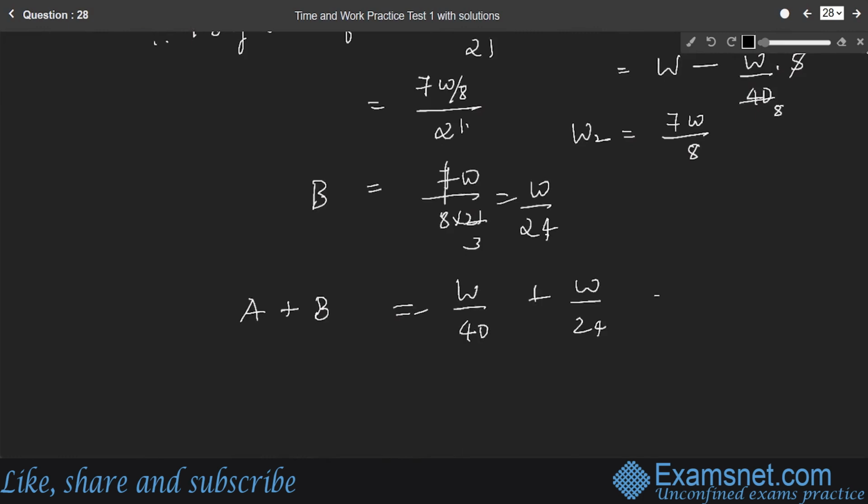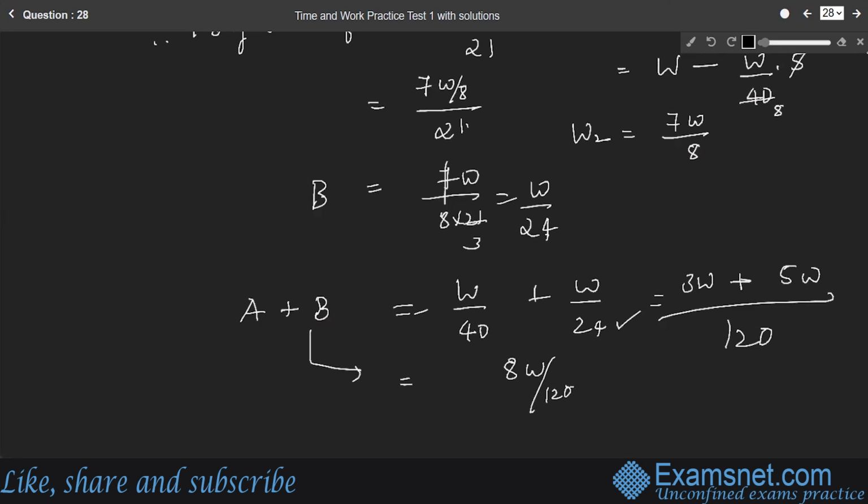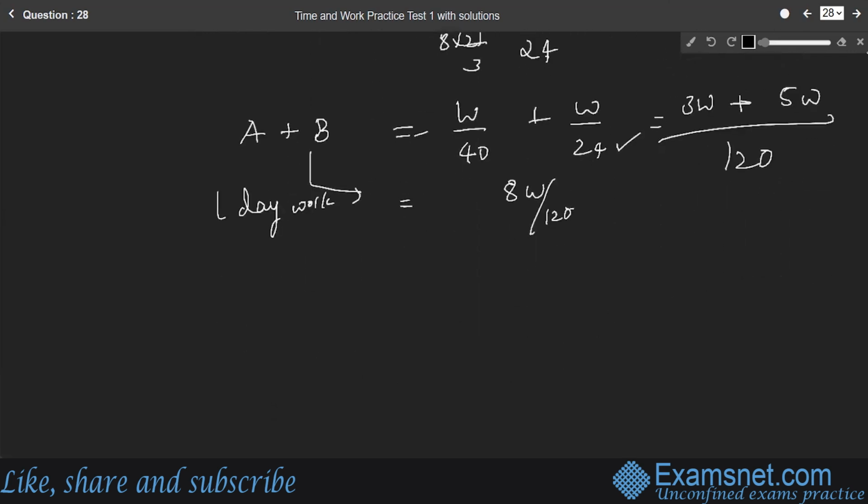Here 120 is the LCM. So 40 into 3, therefore it becomes 3W, and 24 into 5. So we have 8W by 120. So it is 1 day work of A and B when they are working together.